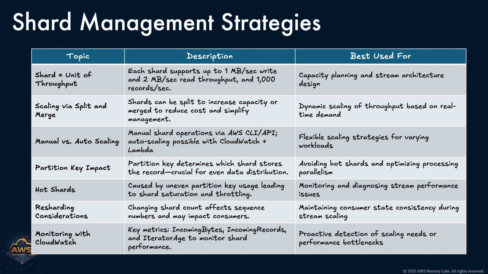You'll also want to implement auto-scaling logic where possible. By analyzing throughput patterns, you can automate shard adjustments. While Kinesis doesn't offer native auto-scaling, combining CloudWatch alarms with Lambda functions lets you dynamically reshard based on real-time metrics.